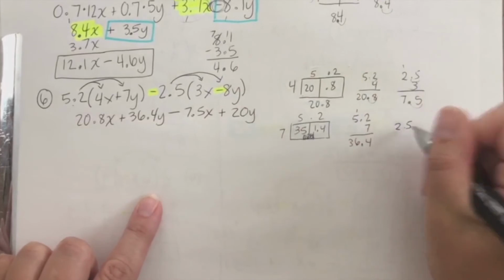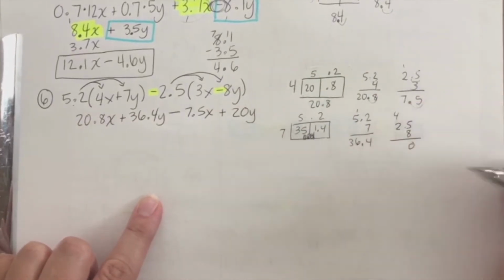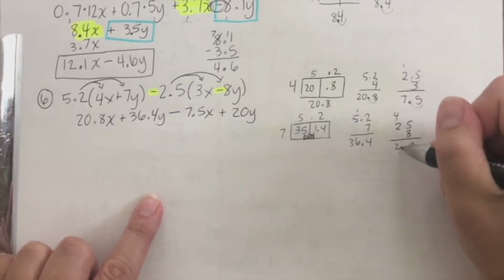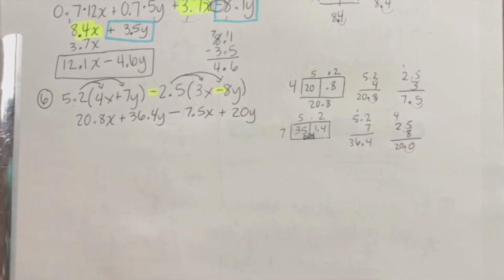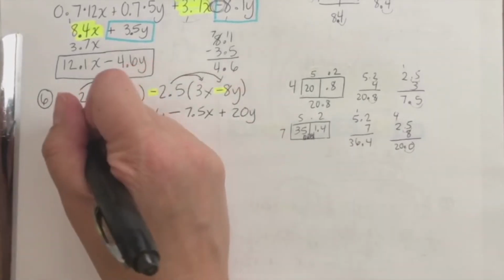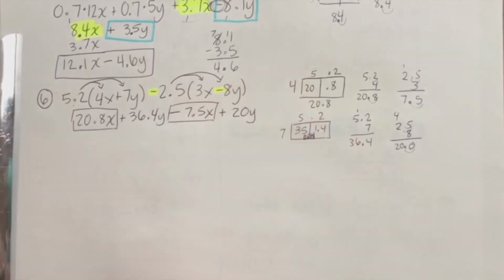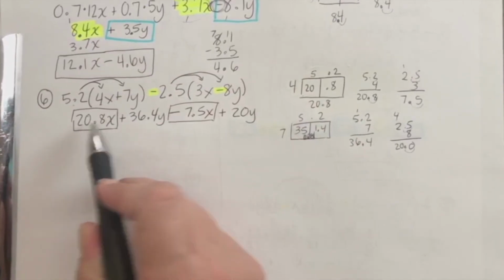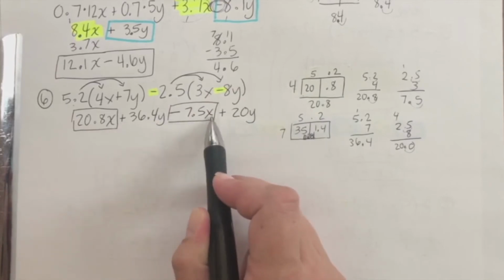Don't believe me? Let's check it out. 2.5 times 8. 8 times 5 is 40. 8 times 2 is 16. 17, 18, 19, 20. We need 1 decimal place. 20.0 is 20. All right. I know you believe me, but I just wanted to show it and prove it to you because that's what math is. You've got to prove it. So I've got my x's here, 20.8x or 20.8 x's minus 7.5 x's.